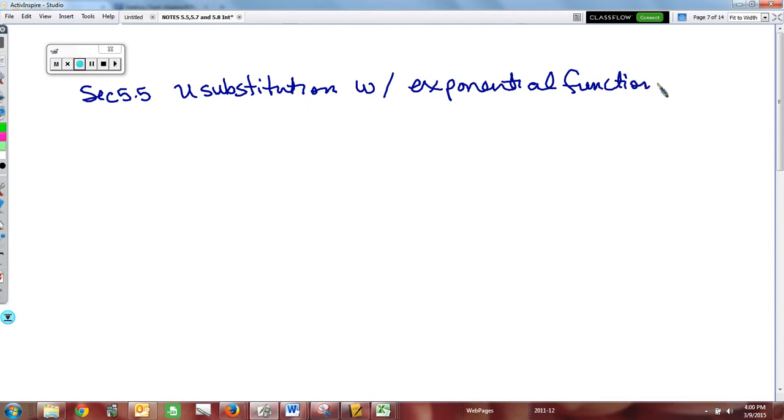Because I think it might be interesting, or in your best interest, to talk about this to see how we work backwards and find antiderivatives of exponential functions.